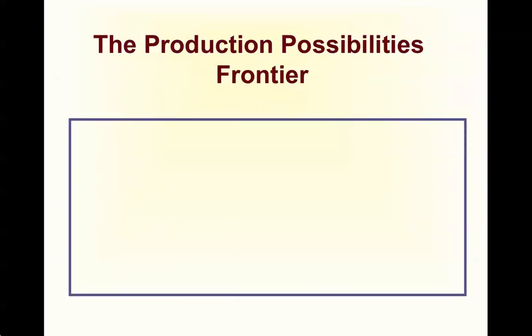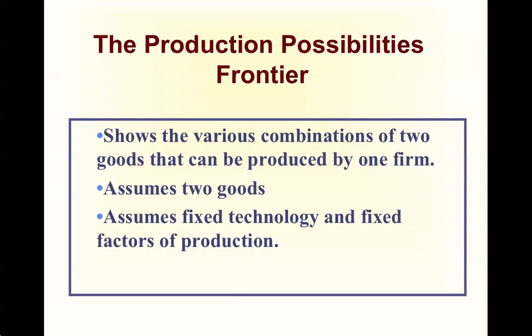Okay. Now we go to our second model, which is called the Production Possibilities Frontier. This shows the various combinations of two goods that can be produced by one firm. We assume two goods, and we assume along the frontier, as you'll see in a second, something known as fixed technology and fixed factors of production. Once you change these, it is going to shift the curve, whereas changes in the two goods are going to be a movement along the curve, according to the two rules 1 and 2 that we found earlier in the first part of this presentation.